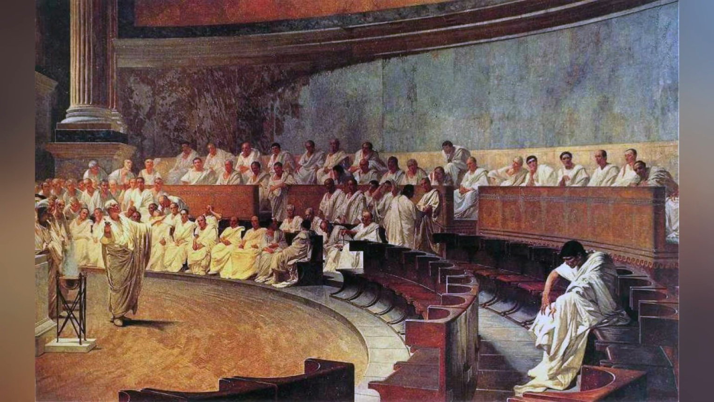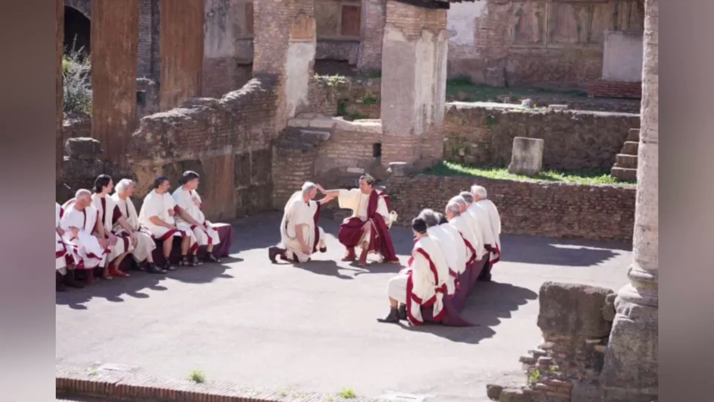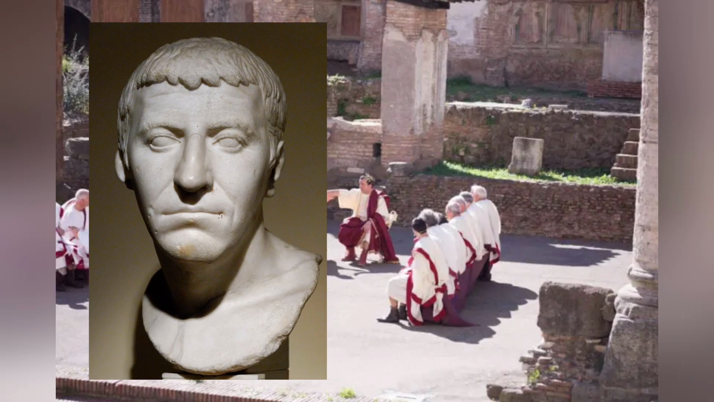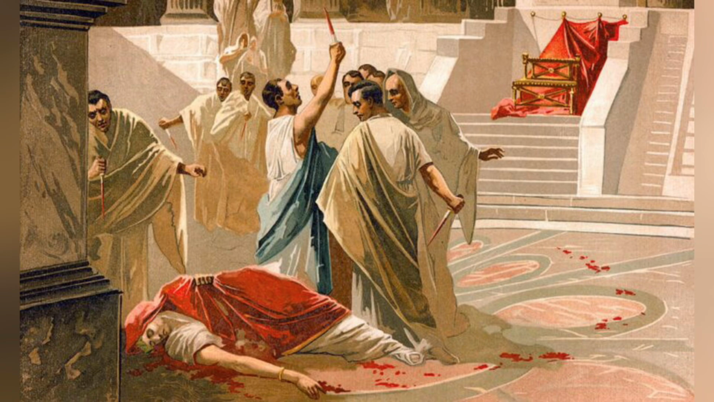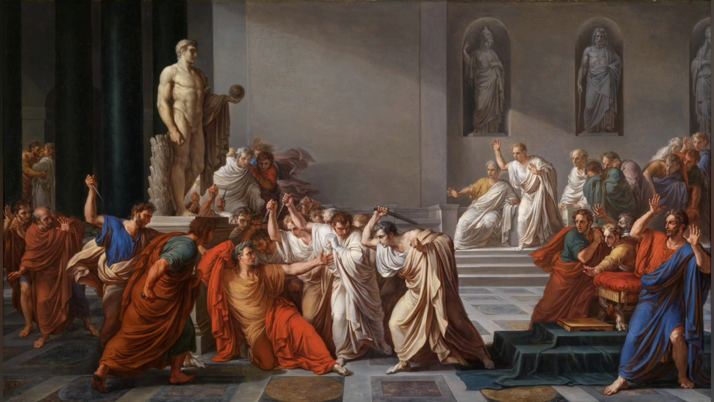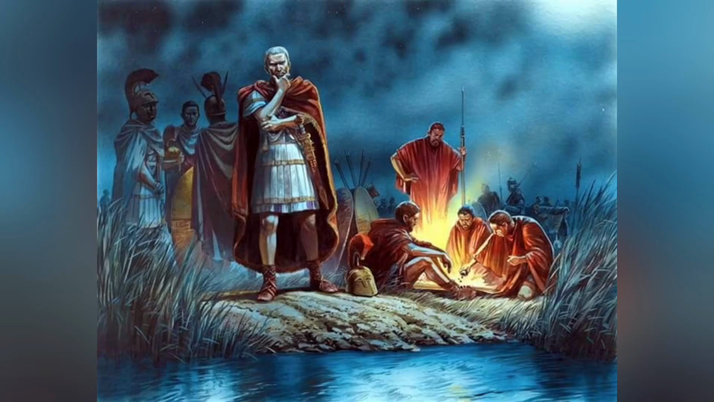A group of around 60 senators, calling themselves the Liberatores, decided action had to be taken. Among them were Gaius Cassius Longinus and Marcus Junius Brutus, the latter a man Caesar trusted almost like a son. They believed that by killing Caesar, they could save the Republic. Their plan: strike during a Senate meeting at the Theater of Pompey on the 15th of March, the Ides of March. To them, Caesar's death was necessary to preserve the Republic. But what they didn't realize was how much Rome had already changed.